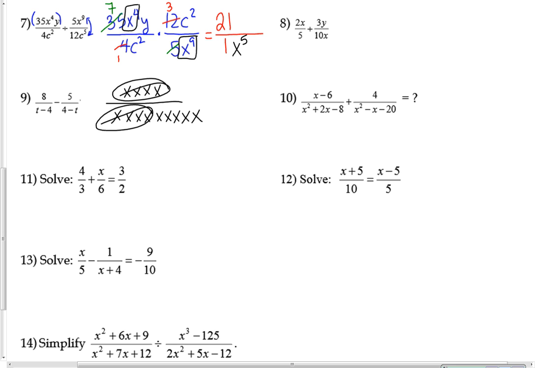Okay, what else do I have? I have this y. There's no other y's in the whole problem, so it's going to stay right where it is.